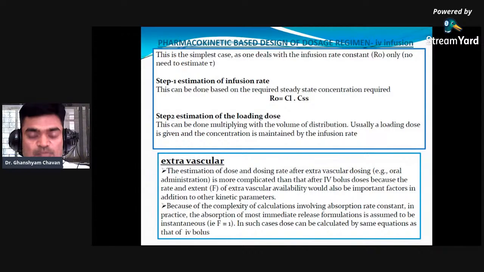But in case of the oral route of administration, there are certain hurdles, certain obstacles. What is the major obstacle? The major obstacle is nothing but the first pass effect. That drug will go into your liver for the first time, and a percentage of that drug will be metabolized, and again it will come to the portal circulation, and from that point it will go to the systemic circulation. So that becomes the hurdle.